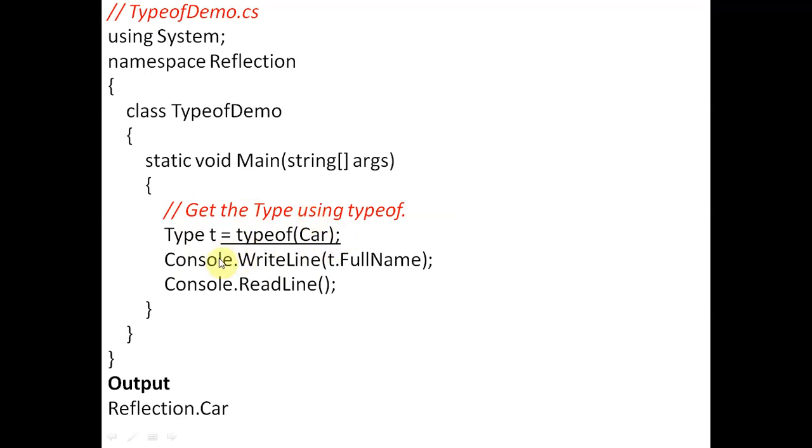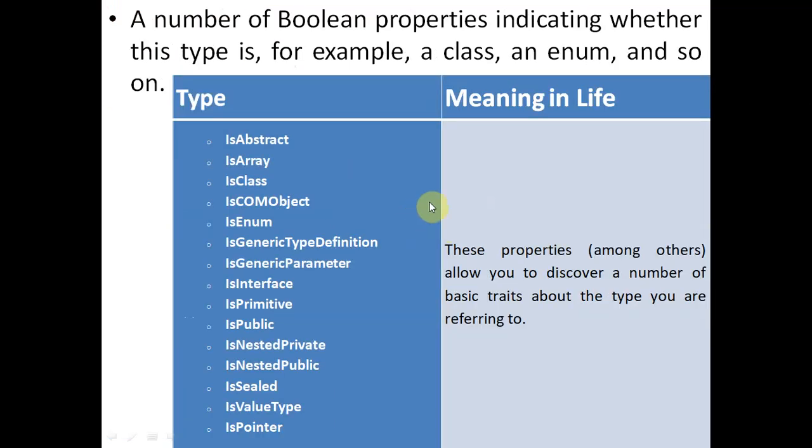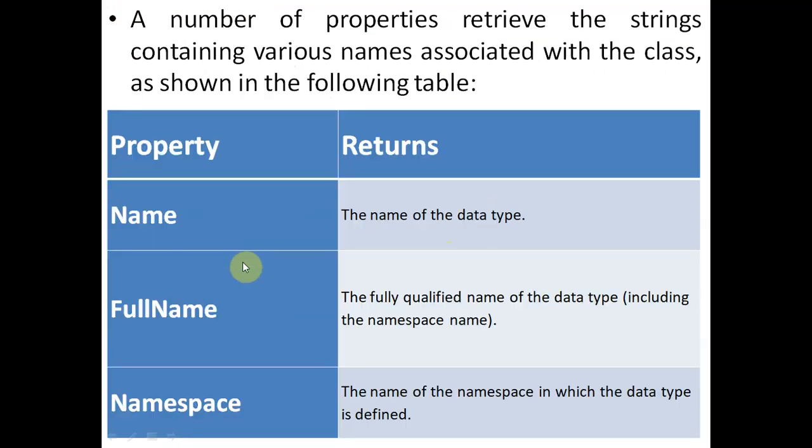The type of the class will be returned in t, and we write here t.FullName. By writing this t.FullName, we return Reflection.Car. So this is the program, the TypeDemo.cs program. And now see one more program where we will return other parameters also. We will reflect other parameters also.